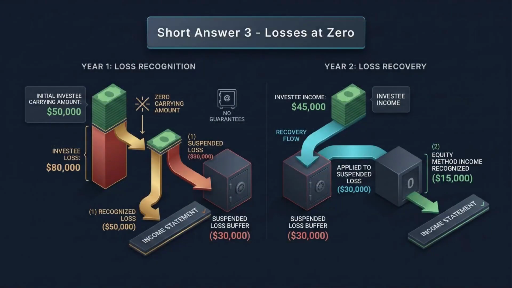Short answer 3 tests losses at zero and later recovery. The investment carrying amount is $50,000. The investor's share of investee loss is $80,000. The investor has no guarantees, commitments, or other investments. In the next year, the investor's share of investee income is $45,000. The task is to explain the year 1 loss recognition and the next year recovery sequence. This is a great test of whether you really understand suspended losses, not just the journal entry.